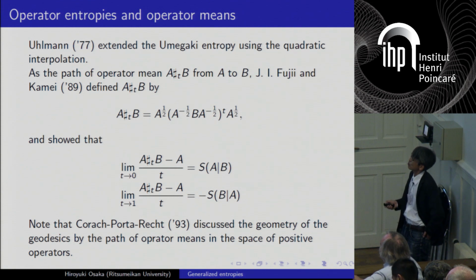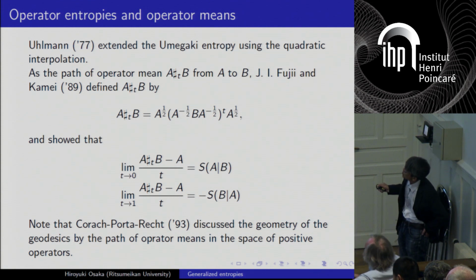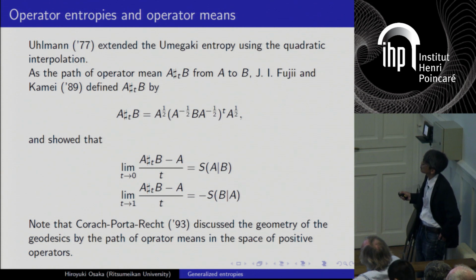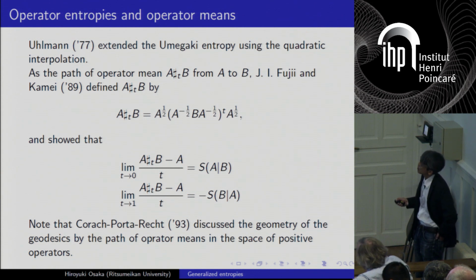That's why this form is very important. And also, it's a difficult pronunciation, Pusz and Woronowicz, who discuss the geometry of the geodesic by the path of operator means in the space of positive operators. This is 1903.